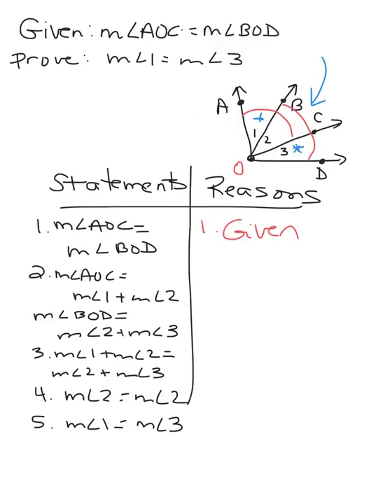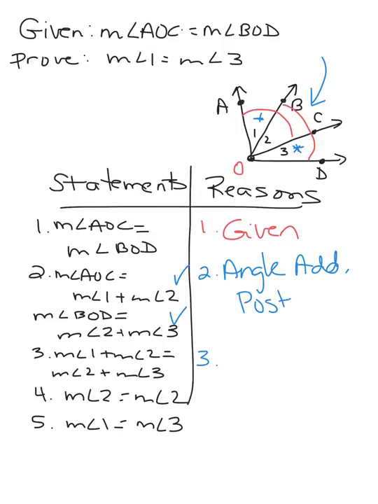So if I look at number 2, it says the measure of angle AOC is equal to the measure of angle 1 plus the measure of angle 2. So here's one statement. Again, I have a second statement: the measure of angle BOD is equal to the measure of angle 2 and the measure of angle 3. And the reason I can put them in the same statement, even though it's two separate equalities, is because the reason is the same. And again, in this one, I have two small angles equal the big angle in both cases. So this is angle addition postulate. Angle addition postulate.